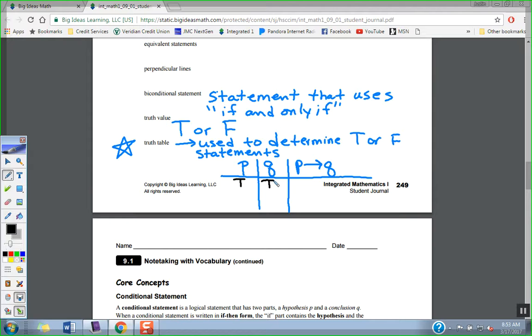In a statement, if I say something like this, if today is Friday, is today Friday? So P is true. Then tomorrow would be Saturday. If I say if today is Friday, which it is, true, then tomorrow would be Saturday, which it is, true. That statement turns out then to be a true statement.